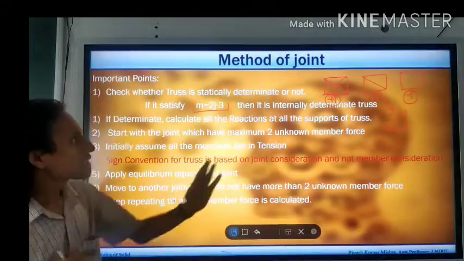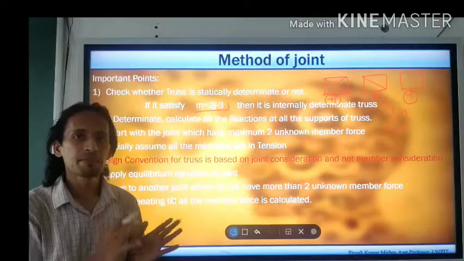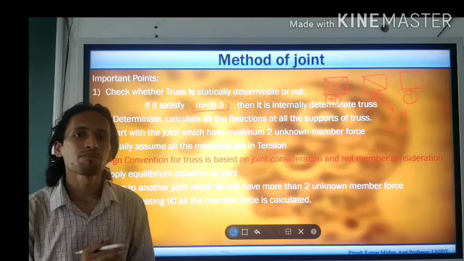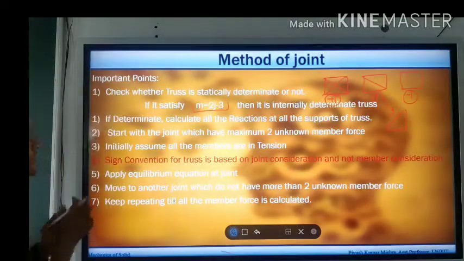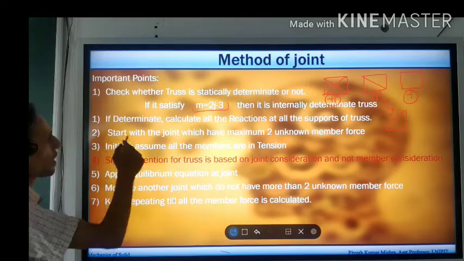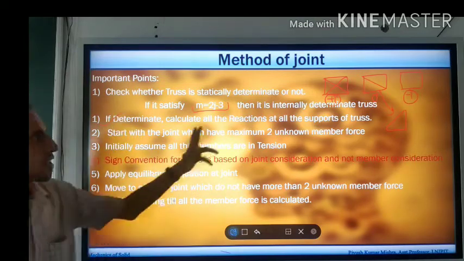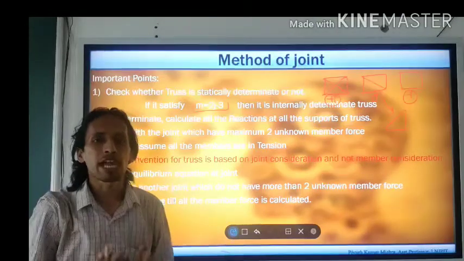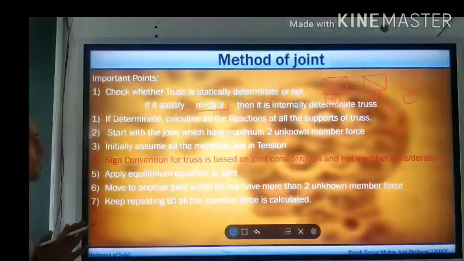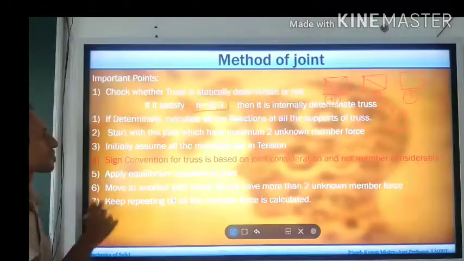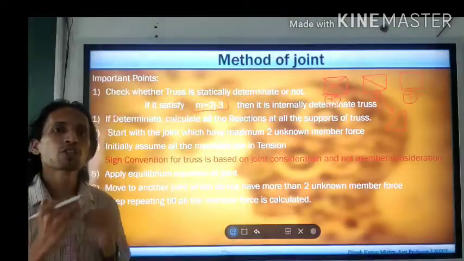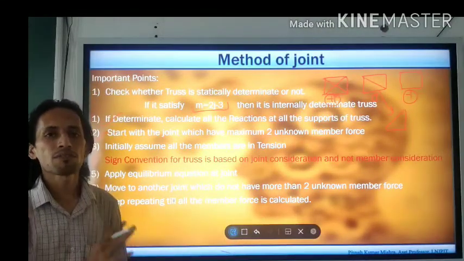Once you know that it is a determinate truss, the next step should be calculating the reactions. If it is determinate, you should calculate the support reactions. This should be your second step. What can be another step? After calculating the support reactions, you should start applying the method of joint.